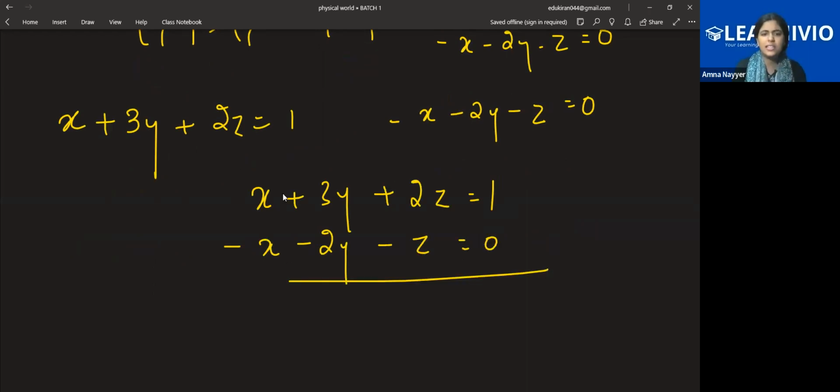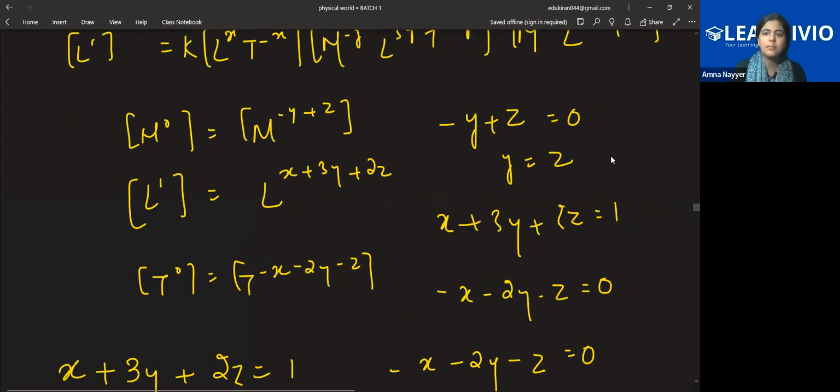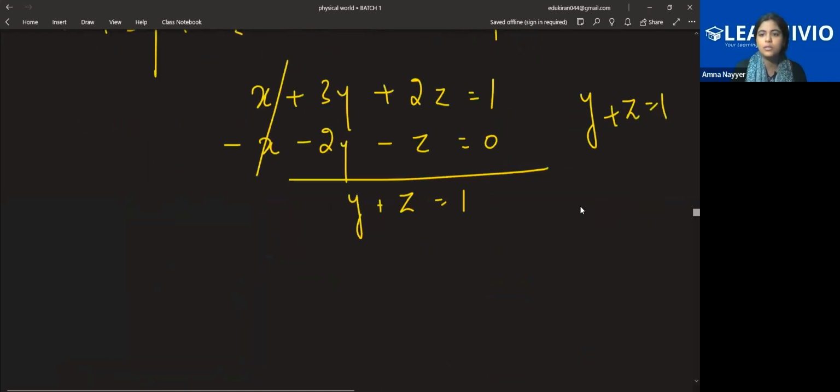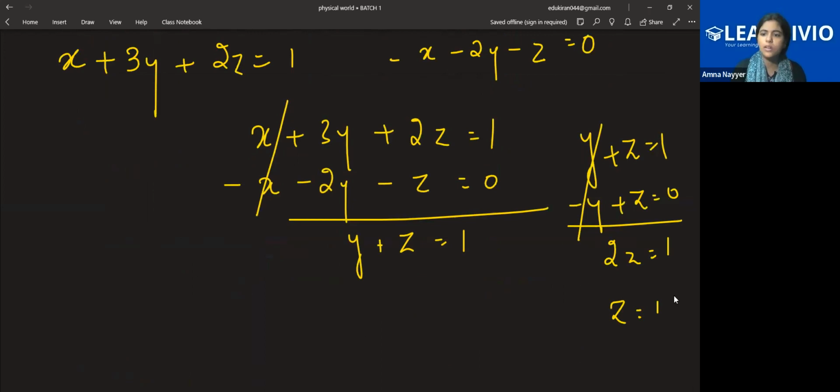So let's just add these equations so that x gets cancelled. This is y, 2 minus z is z, plus z, and this is equal to 1. So we have one equation: y plus z is equal to 1. One more equation we had, class: minus y plus z is equal to 0. So let's add this. So this is 2z is equal to 1. So z is equal to half. So directly we have the answer. z is equal to half.